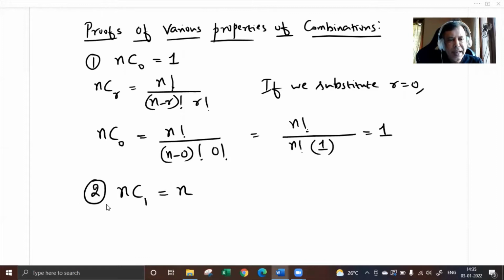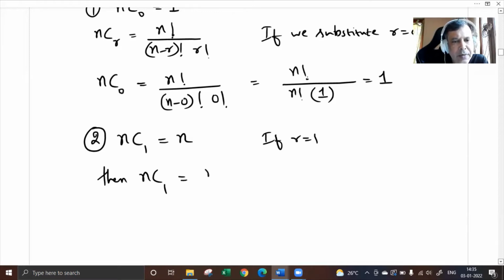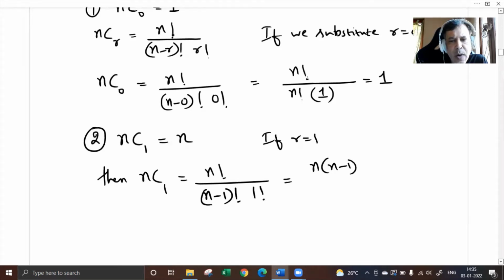The next to prove is nC1 equal to n. Again, nCr is n factorial by (n minus r) factorial into r factorial, this expression. In that we are going to substitute r equal to 1, then nCr will become nC1 and this will be n factorial divided by (n minus 1) factorial into 1 factorial. And now I can write this n factorial as n into (n minus 1) factorial divided by (n minus 1) factorial. 1 factorial we know it is nothing but 1. So now this and this can be cancelled, so we get the result as n.